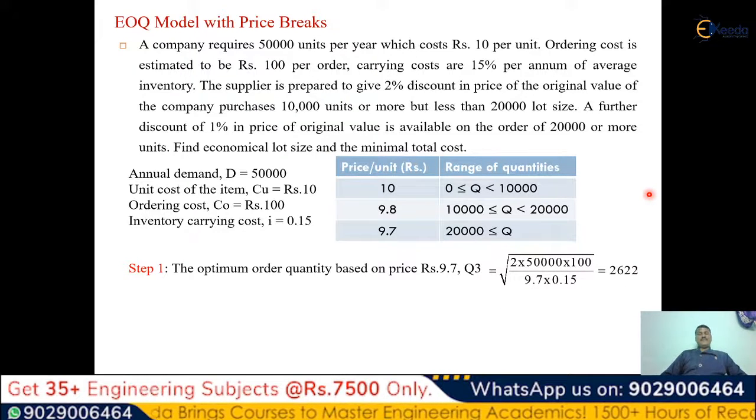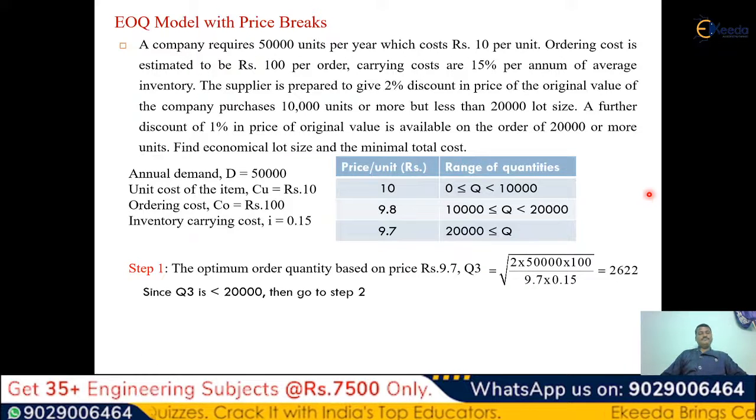Hence the minimum price is 9.7, based upon which the quantity Q3 is given as the square root of 2 into 50,000 into 100 divided by 9.7, which is the unit price, into the inventory carrying cost, which is 0.15 or 15%. This gives us that the optimum order quantity when we order at 9.7 per unit is 2,622.